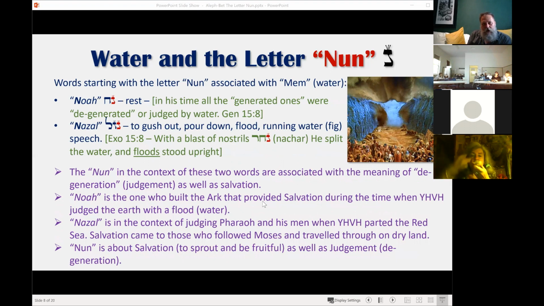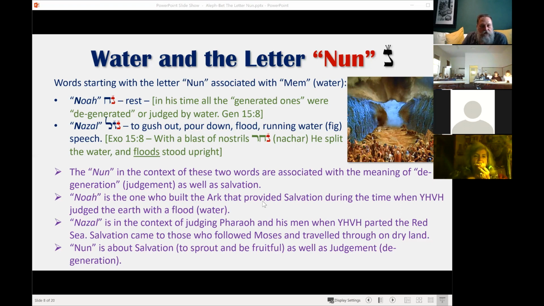Now, the first one is Noah, and Noah means rest, but Noah's got the storyline described in Genesis 15, verse 8, where it is describing the flood, which is judgment, but there's also a context of salvation. So we get the two poles, the one negative, which is judgment and the flood, the one positive, which is salvation, which Noah and his family went into Yahweh's rest during the time of judgment. And it's in the context of water once again.